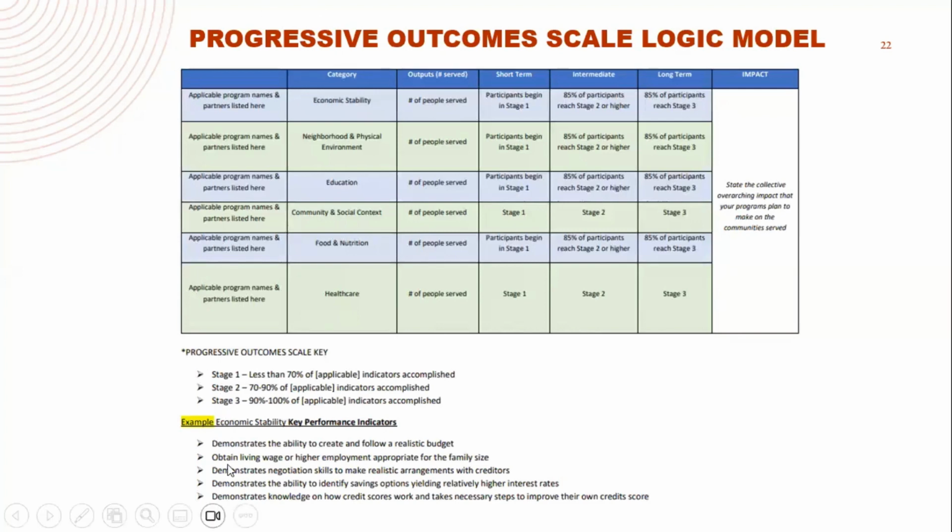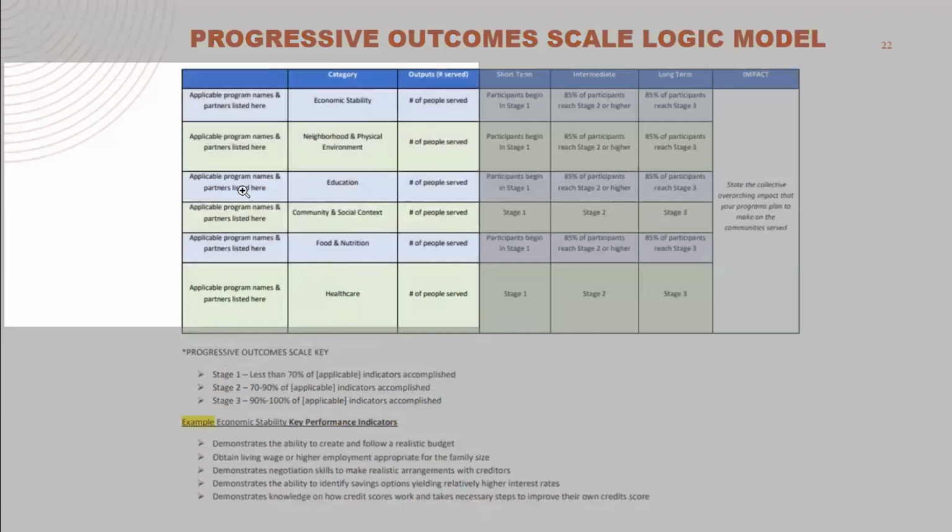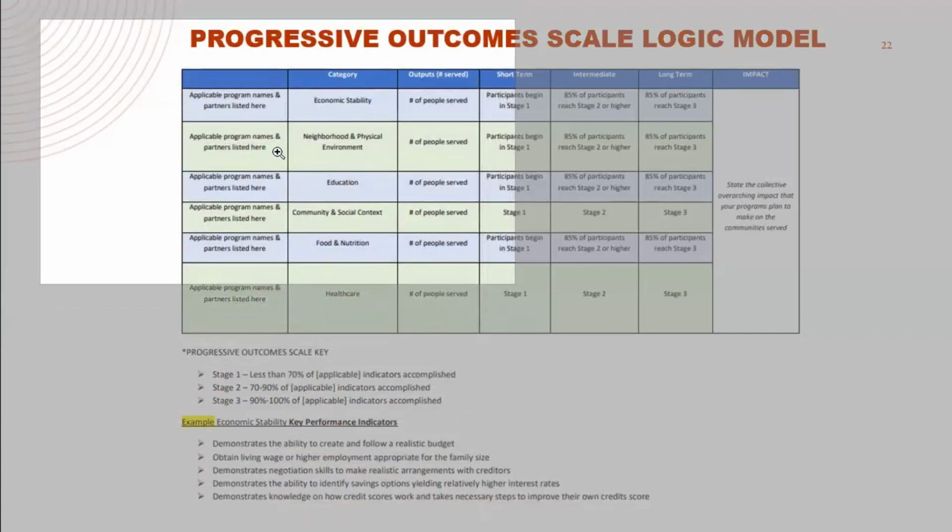This is an example of a progressive outcome scale logic model. Now, it's important for me to say that the logic model is very versatile, so it can be applied to just about any industry. It can be used to measure the progress on how well people are becoming better off based on your organization's services to them. It could also measure policy and systems change that organizations are trying to develop with the community's voice included in the policies and systems change that they're recommending.